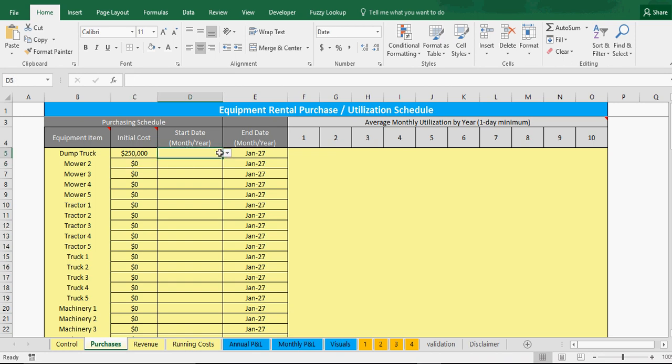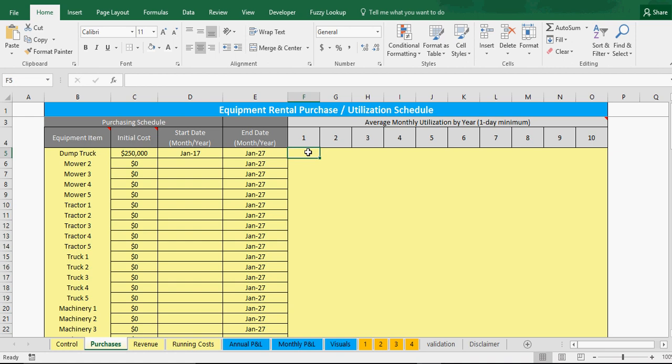Okay, and we're going to start it right on the first month that we have, and this will allow you to pick any month within the 10-year time frame. This model is a 10-year model. So we're going to pick the first month of the first year, and then now we have another dynamic function.